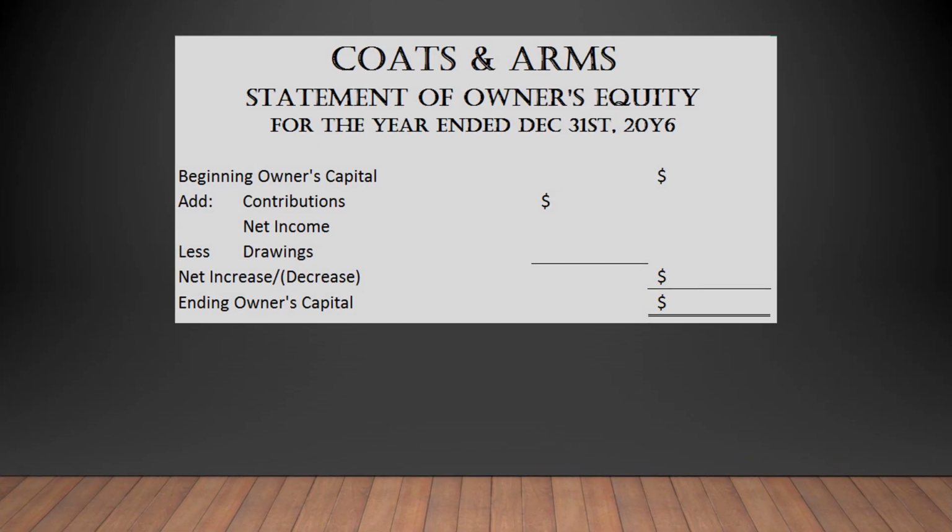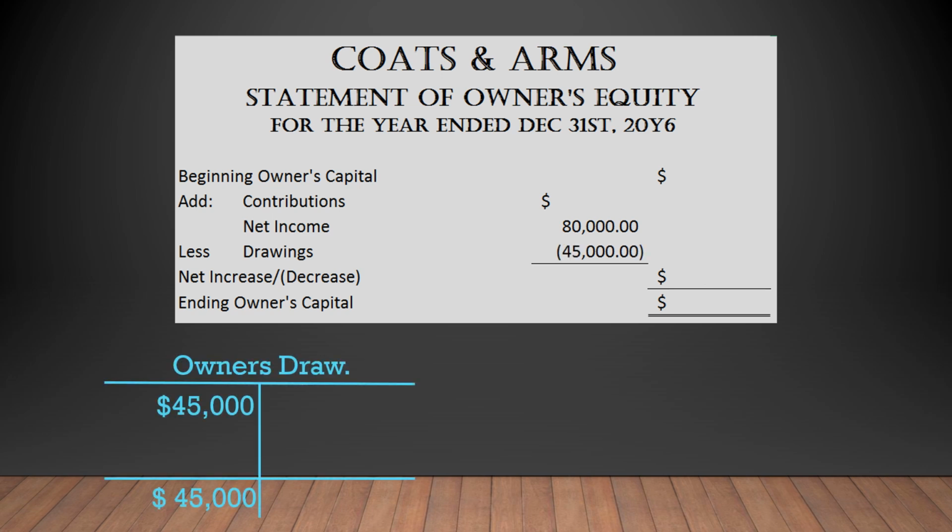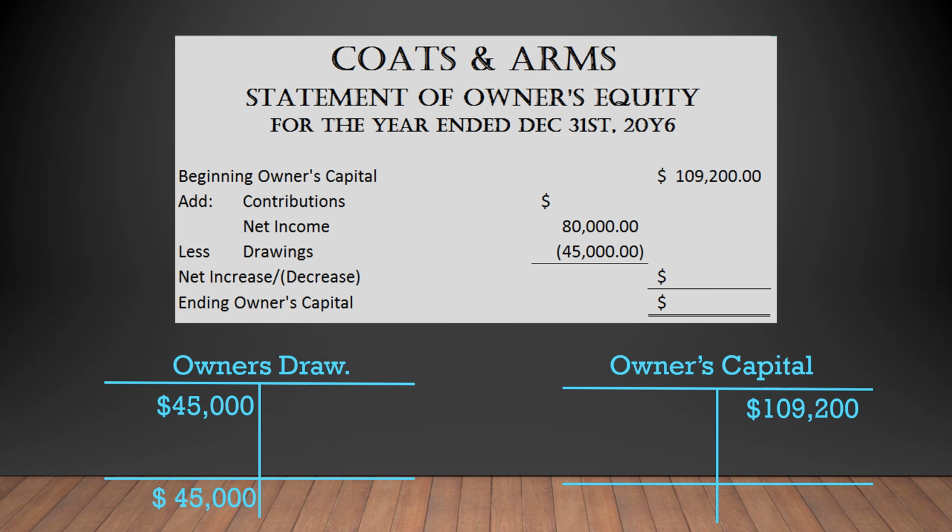Before I proceed, I'd like to emphasize how the owner's capital ledger is applied to this statement. Let's imagine that next year his business earned $80,000 in net income, and he withdrew $45,000 for personal use. His $109,200 ending balance in Y5 will become the beginning balance in Y6. If he contributed $10,000 in cash to the company during Y6, we'll put those amounts in the statement as follows.